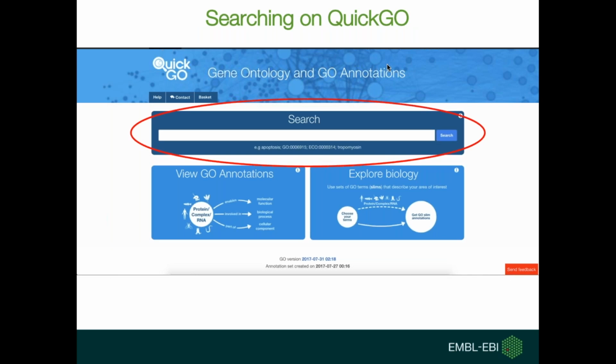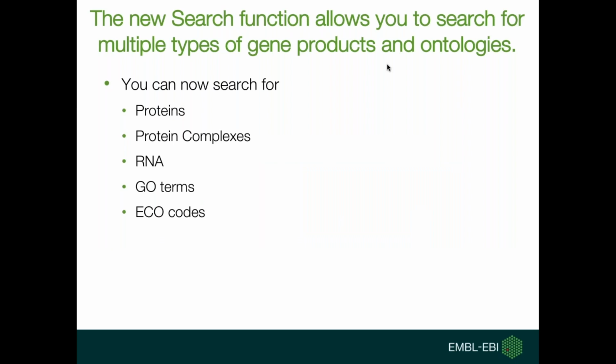So let's start with search. So obviously, you see the search bar. I've highlighted here in red with a red circle. So we're going to talk about searching. With the new search function, you can search for multiple types of gene product ontologies. So that means you can now search for proteins, protein complexes, RNA, GO terms, and ECO codes. So you can use UniProt identifiers to find your protein of interest.